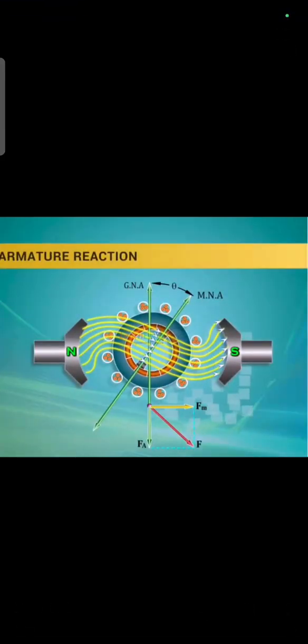We are going to know about armature reaction. Armature reaction is the effect of armature flux on the main flux. This effect reduces the generated voltage and also produces spark over the commutator.